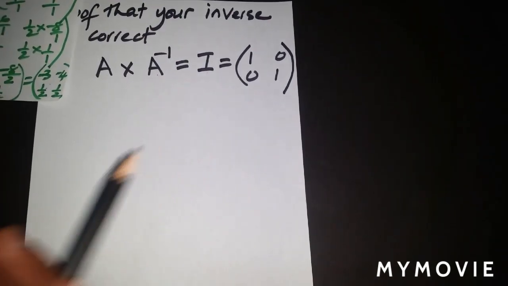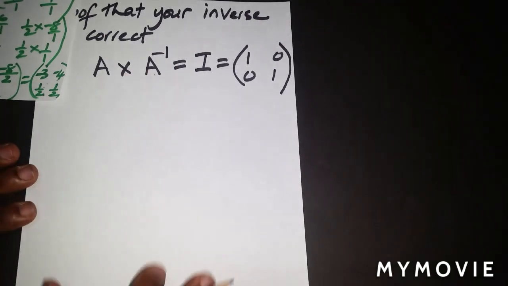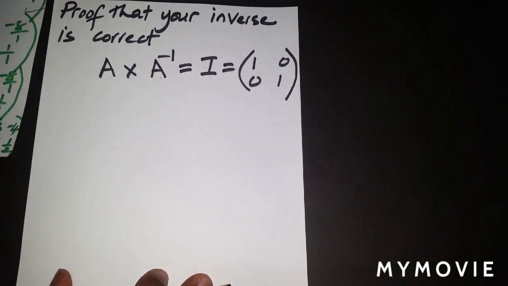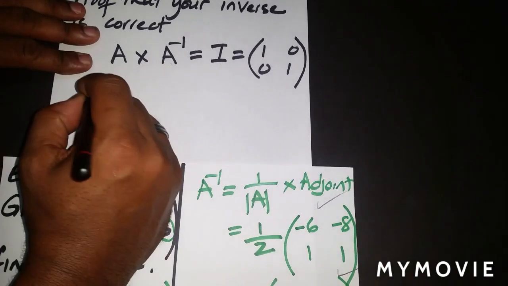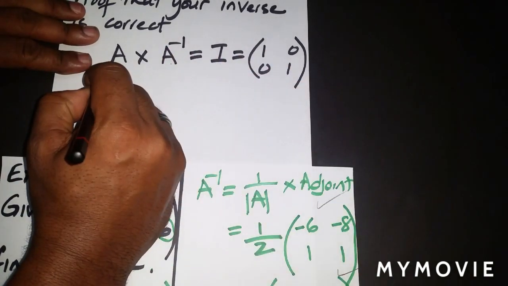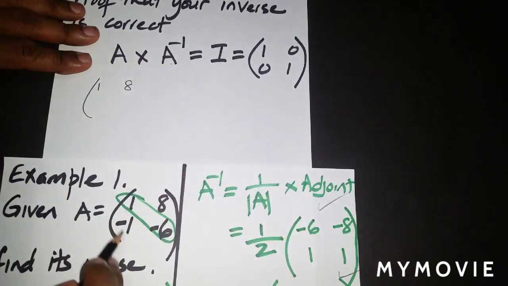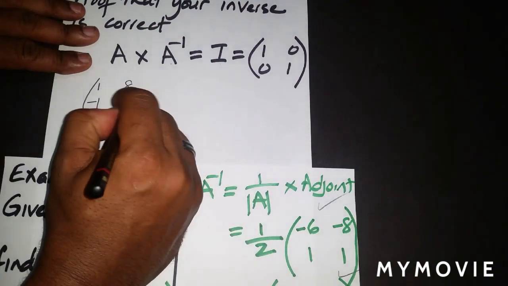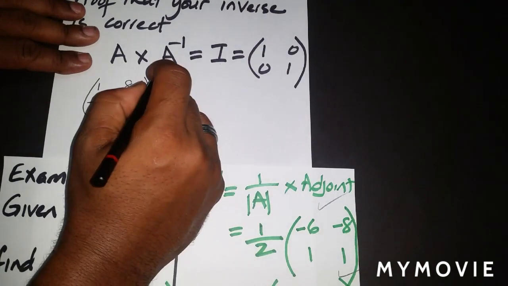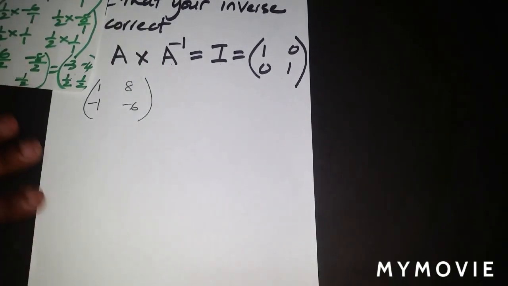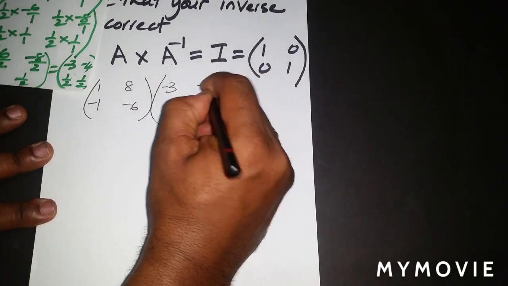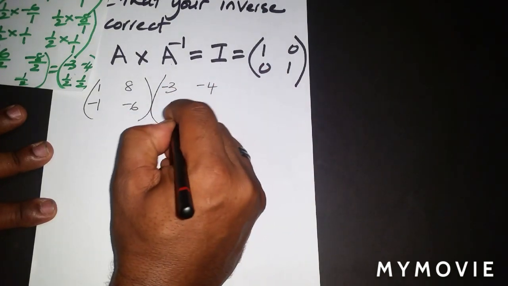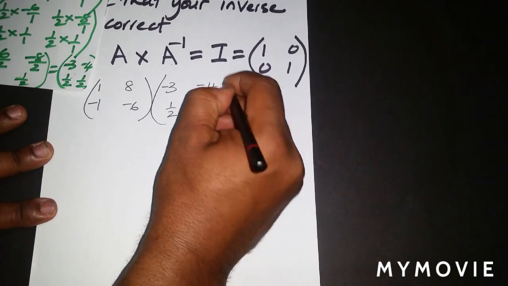I'm going to be using a fine point pencil because I need the space. All right, so the original matrix is this. I'm going to take the original matrix, which is 1, 8, negative 1, negative 6, and multiply that by the inverse that we got, which is this: -3, -4, a half, and a half.